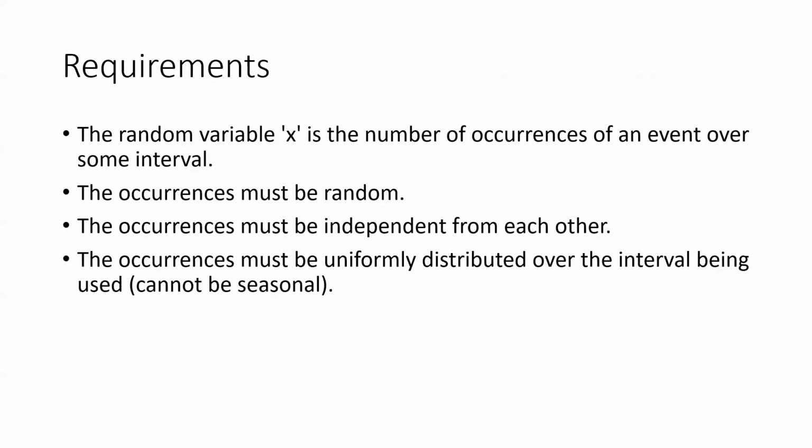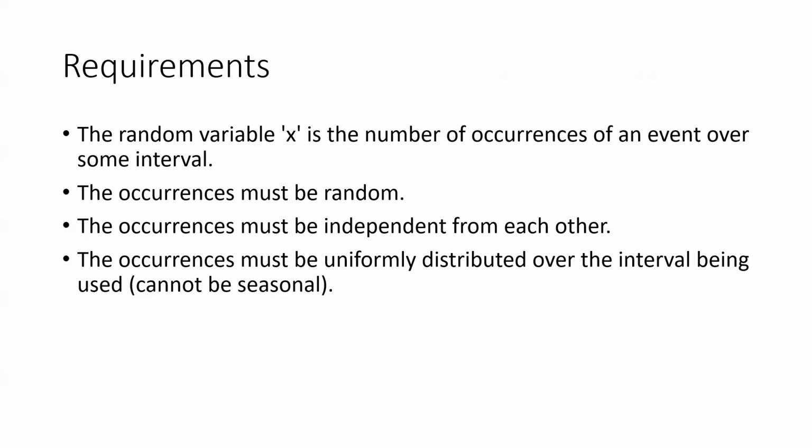So here's a couple of requirements. And again, these are similar to that of the binomial distribution. The random variable x is the number of occurrences of an event over some interval. The occurrences must be random. The occurrences must be independent from each other. The occurrences must be uniformly distributed over the interval being used. It cannot be seasonal. All right, so we're assuming that each occurrence is random, which means they're not impacting one another.